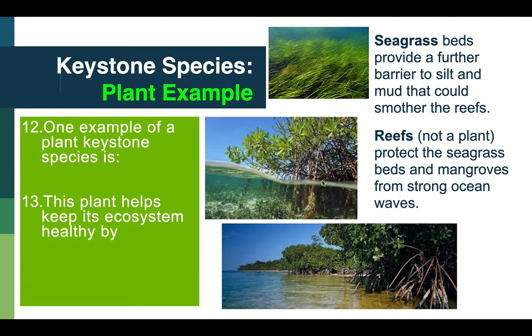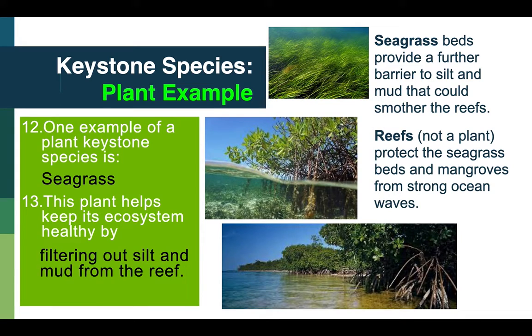So for 12, you can pick any of those three. I just went with seagrass. So if you want to pick that one, you can pick that one too. And then for 13, how does it help the ecosystem stay healthy? Hopefully you remember that it keeps the water clear and it holds the mud onto the sides so that the reef and water can be clean and not super muddy. It filters out silt, it holds on the mud, it keeps that ecosystem healthy for the fish.